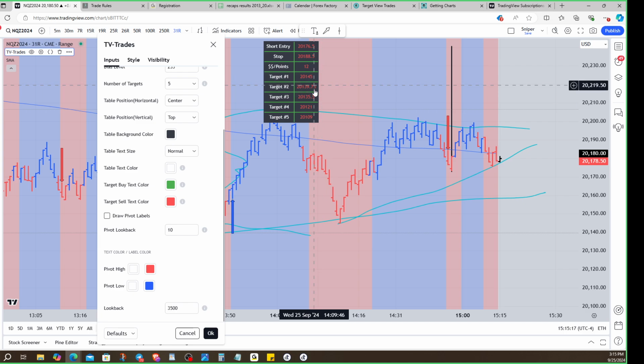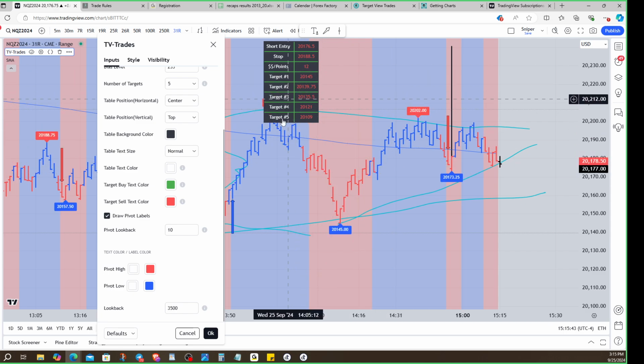Okay, the pivot look back. If these targets are too far away, you can change the pivot look back to a smaller number, and that will usually reduce the size of the targets. It'll change where the pivots are. Usually, not always. Sometimes those pivots are just based on price action, so no matter how far back or how close you look, it might not change it. You can draw the pivot labels on if you want to see the things that the targets are derived from.